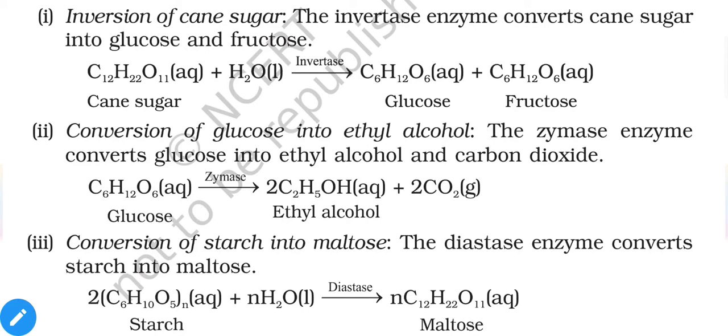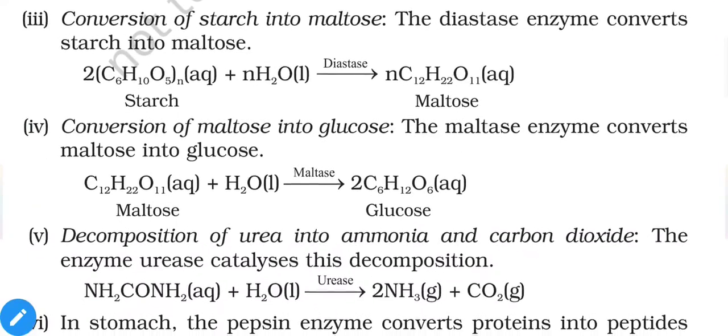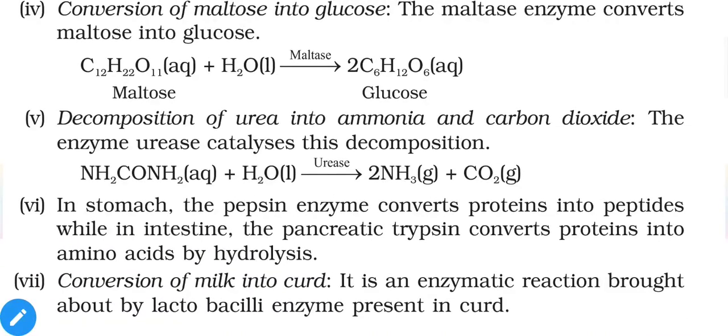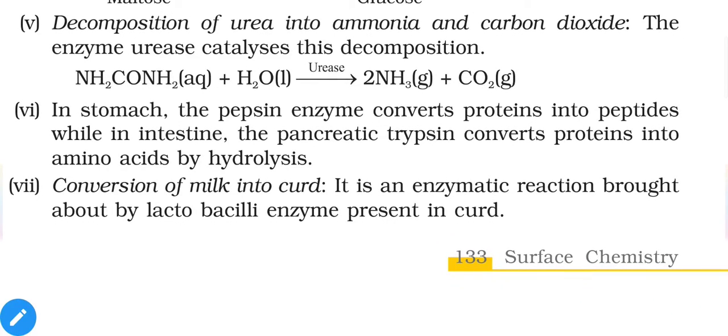Next, conversion of glucose into ethyl alcohol. The zymase enzyme converts glucose into ethyl alcohol and carbon dioxide. So the simple reaction is C6H12O6 in the presence of zymase gives ethyl alcohol and carbon dioxide. Conversion of starch into maltose: the diastase enzyme converts starch into maltose, then the maltase enzyme converts maltose into glucose. And decomposition of urea into ammonia and carbon dioxide: NH2CONH2 with water in the presence of urease enzyme gives ammonia and carbon dioxide.